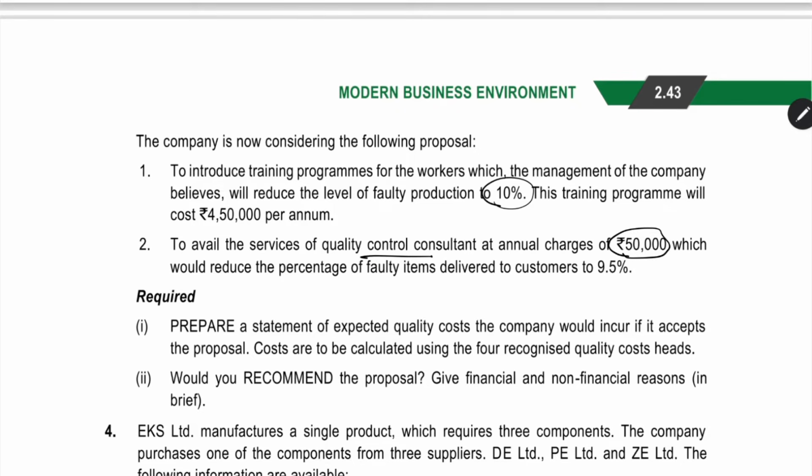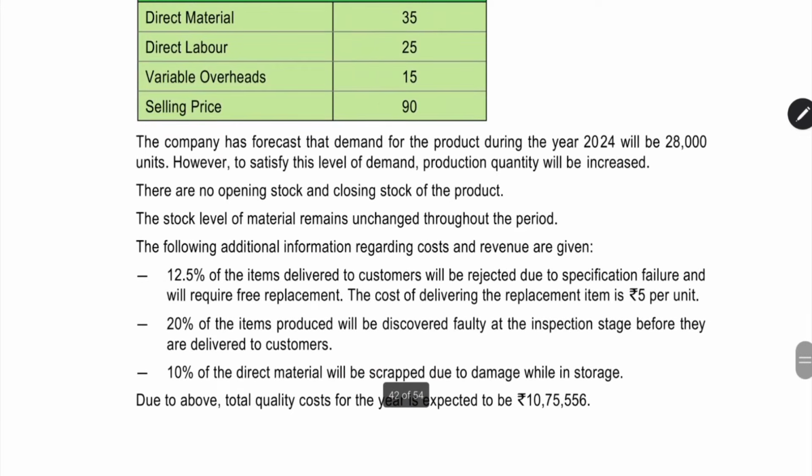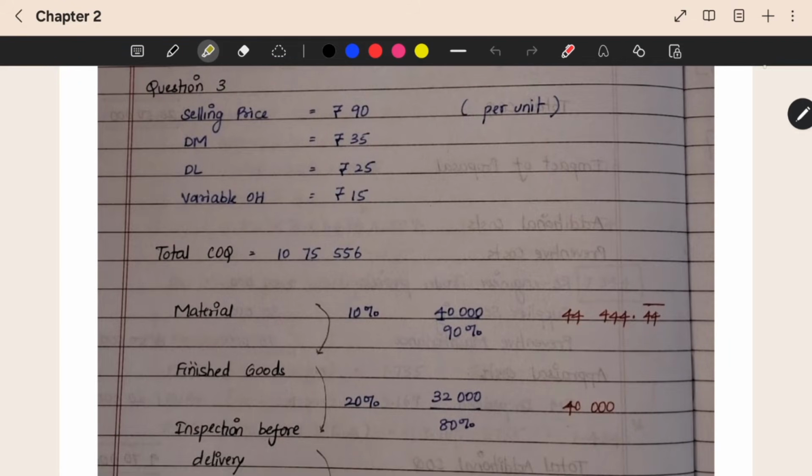For that they have to make a charge of 50,000 incrementally, and then the percentage of faulty items delivered to customers is 9.5%. This 12.5% we have here, after the proposal, will become 9.5% because of the quality control consultant. Now let's see the solution for this question. Here, this is the solution.